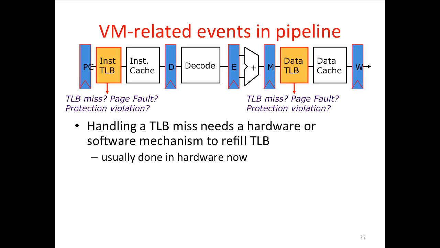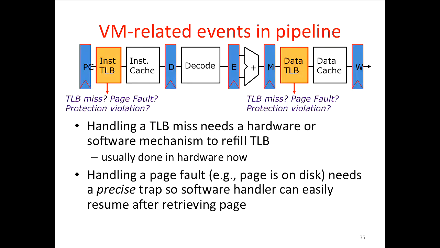So for the TLB miss, you can either do that in hardware or software to refill the TLB. It's usually done in hardware now. And let's just assume that for this course. So what that means is it's kind of like a cache miss. There's no exception or trap. It's kind of like a cache miss when this TLB gets a TLB miss. It'll then go off to memory and refill itself. And then the program will proceed.